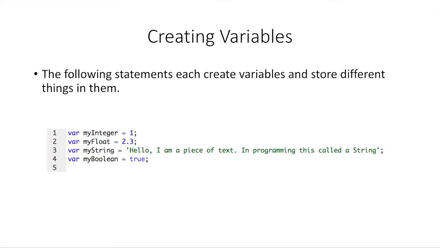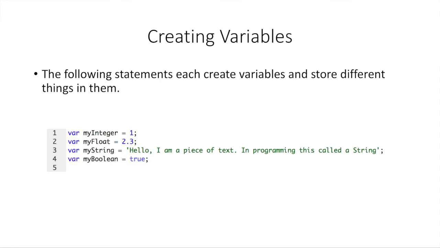The second line creates a float. My float equals 2.3. And when I read equals, just be careful because it's not the mathematic equals, like saying, oh, these two things are the same. It means, no, give this value to this variable. So it's actually a different meaning.